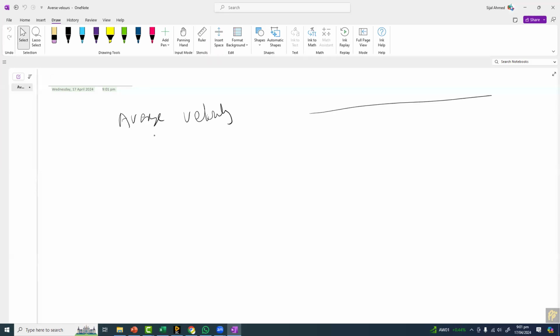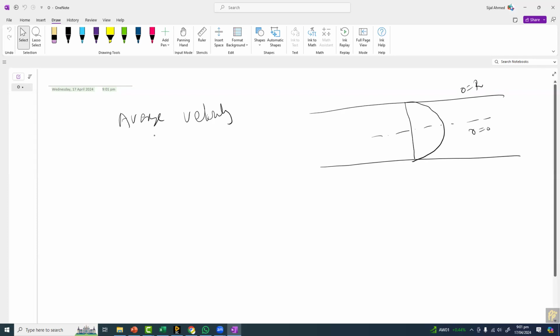Okay, this is a pipe. On the wall of the pipe, we have zero velocity, and at the center, we have the maximum velocity. The center of the pipe is where r is 0, and at the wall r is equal to R. And here u is equal to u maximum, and here u is equal to 0.